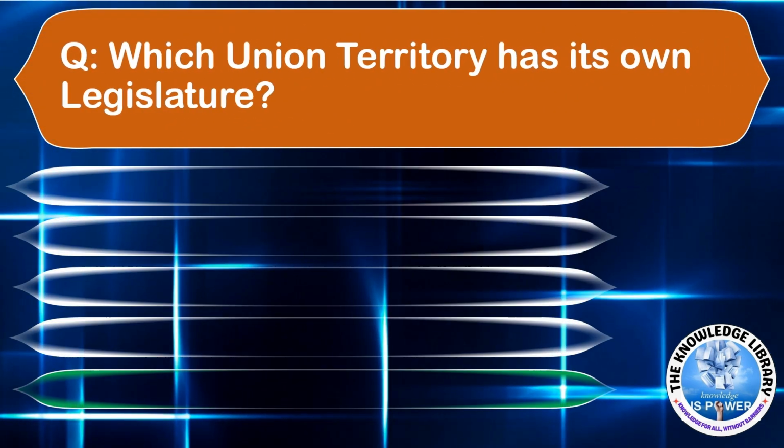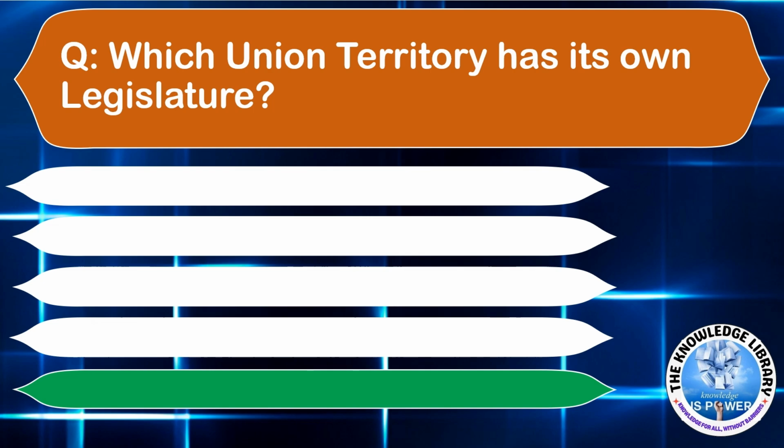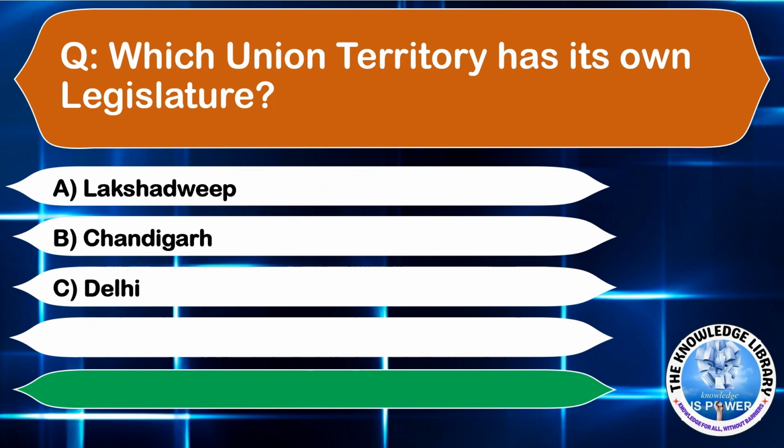The next question is, which union territory has its own legislature? Option A, Lakshadweep. Option B, Chandigarh. Option C, Delhi. Option D, Puducherry. Correct answer is option D, Puducherry.